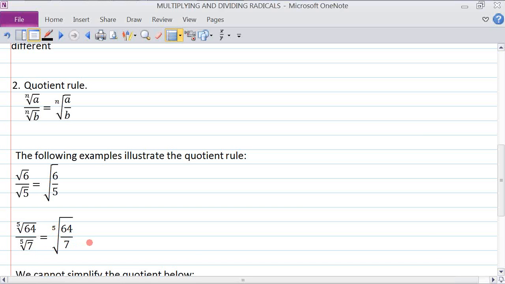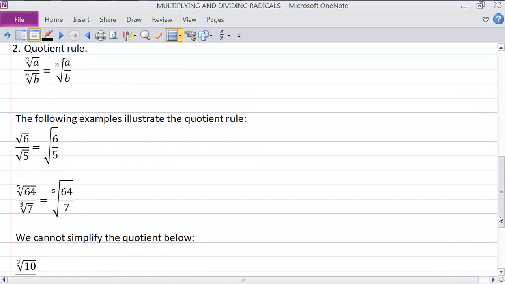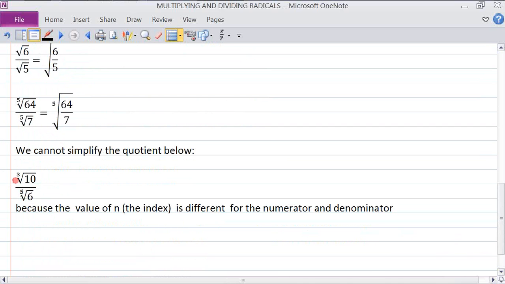This means the square root. Now, there's no number here because it's an implied 2. So this means that the index is 2, this is 2, and this is 2. When the index is 2, we don't have to write it in. Now, you can't combine these two under one quotient because this has an index of 3 and this has an index of 5.